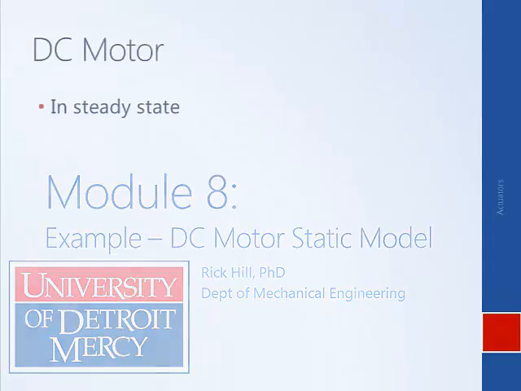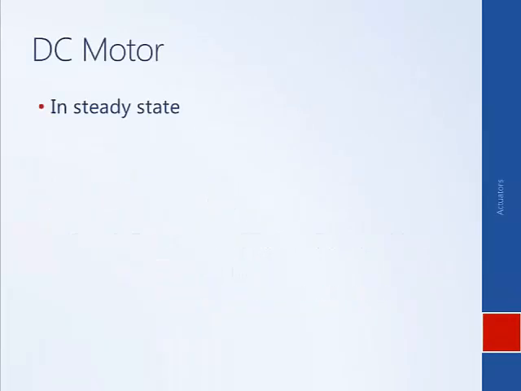Continuing on, let's try and look at a different model of a DC motor, or look at a DC motor from a different viewpoint. Let's try and generate a static model of the DC motor, or a model of the DC motor when it's in steady state. So thinking back to the previous slides, we found that the differential equation describing the electrical dynamics of the motor had this form.